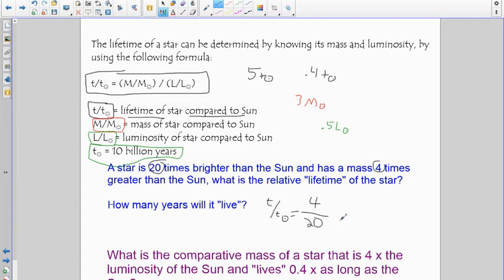4 divided by 20 reduces down to 1/5, which is 0.2. So 0.2 times as long as the sun. And that's all I would have to do for that. So the star will live for 0.2 times as long. The next part of the question says, well, how many years is that? Well, I just come up here and instead of T solar, I see that that's 10 billion years. So if I substitute in 10 billion years for T solar, 10 times 0.2 is 2. So the star would live for 2 billion years.